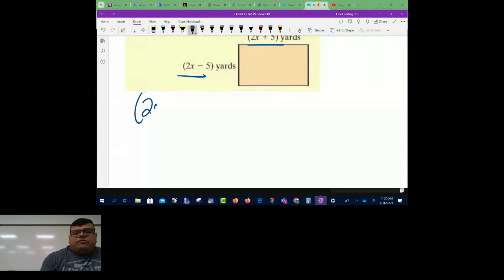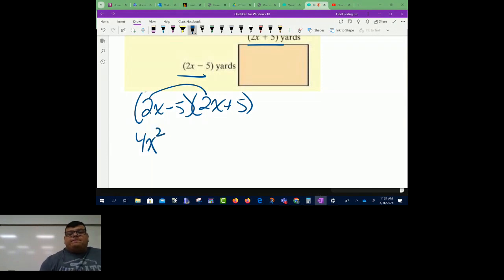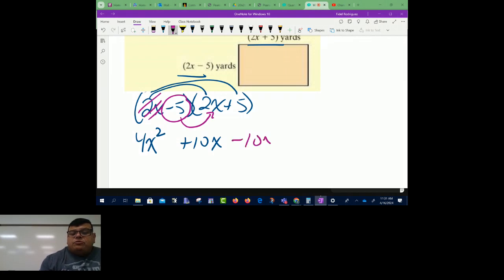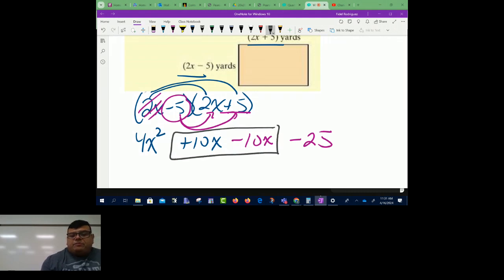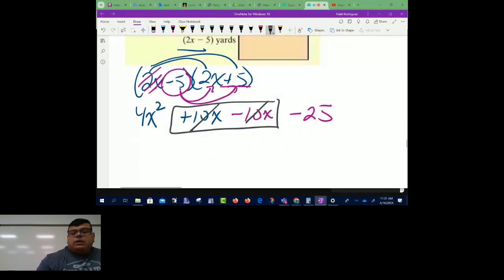So look, y'all, I'm going to go like this. 2x minus 5, 2x plus 5, okay? So we're going to go 2 times 2, 4, x squared. 2 times 5, 10 with an x. I'm going to scratch out that 2x, I've already used it. Negative 5 times 2, negative 10x. Negative 5 and positive 5, minus 25. Y'all, it looks like our 10x's will cancel because one's positive, one's negative. So my answer here, y'all, 4x squared minus 25.